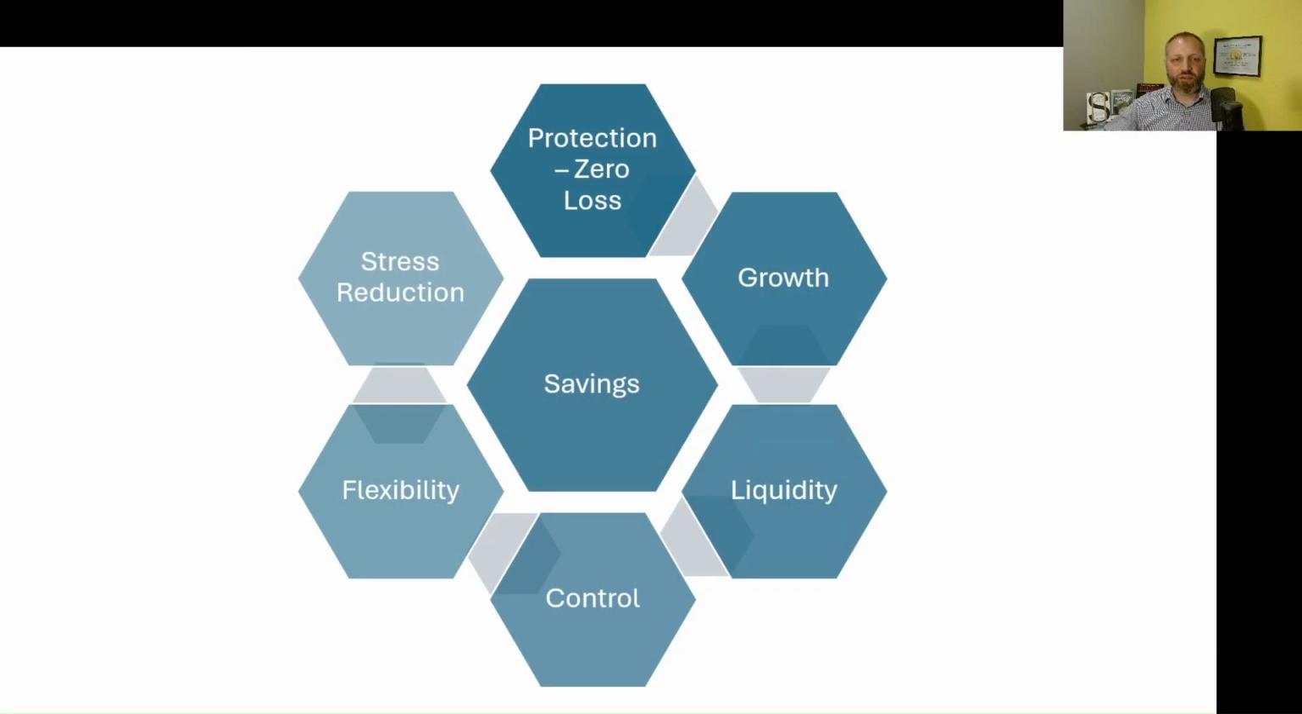But when we think about our core concepts of what saving is, if we go back to that, when we think about protection against loss, we think about growth, we think about liquidity, control, flexibility, stress reduction, there are limits to a lot of these other options from a savings standpoint. And even within a savings account as a whole, when we think about dividend paying whole life insurance with a mutual provider, it does kind of check all these boxes. And that's an important thing to be keeping in mind as we think about options for saving our money.